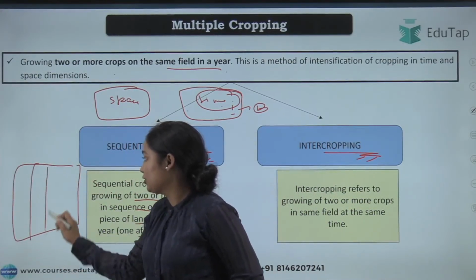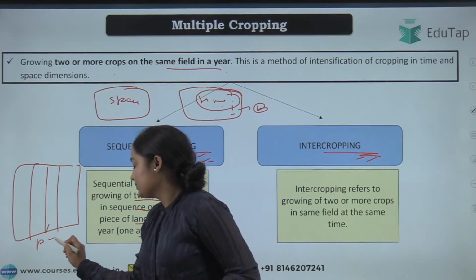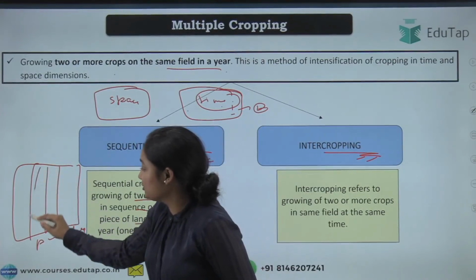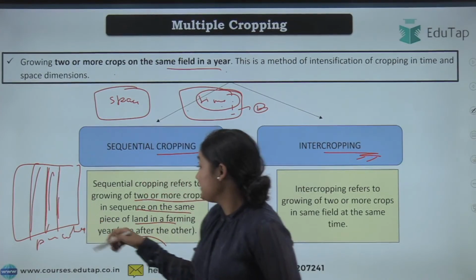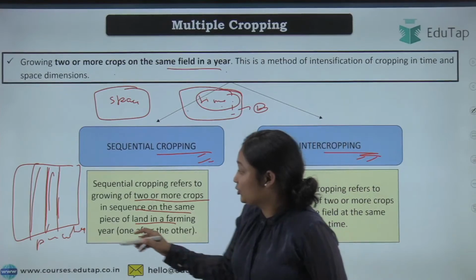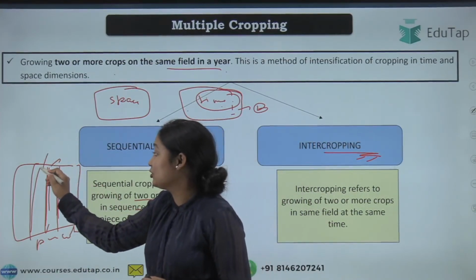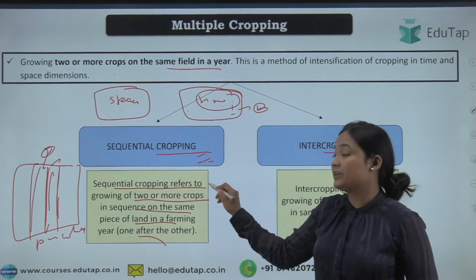You have your land. Suppose first of all you grow crop A. That can be wheat, that can be rice or anything. You grow this particular crop, then you wait for some time. Then after harvesting, when the one year is not completed, you grow some other crop. So that is your sequential cropping.